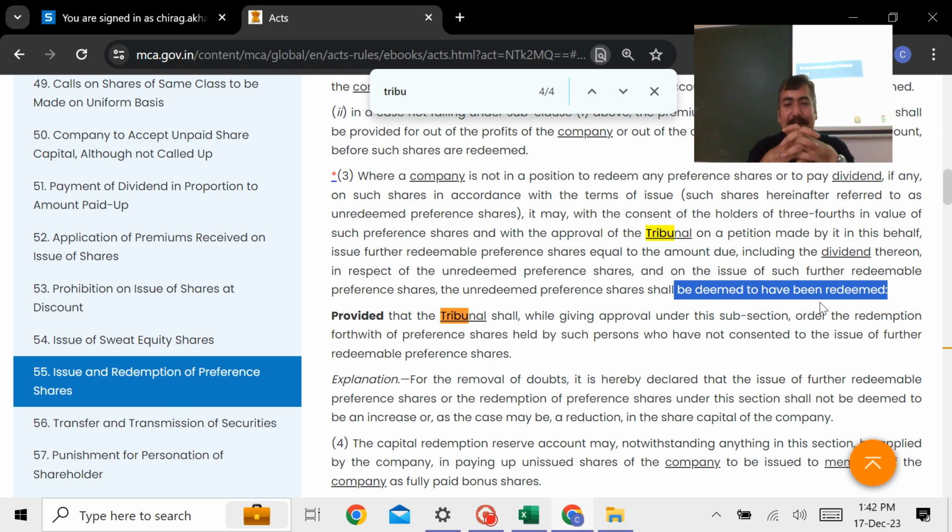ठीक है. So obviously, my dear students, while giving this consent, the tribunal will definitely take care of the interest of those people who have not given the consent. They should be taken care of, like they should be given some other additional benefits. If they do not agree to go for the new one, either cash will be paid or security will be promised to those dissented shareholders, or their preference shares may get converted to equity or may get converted to other loans, something like that.